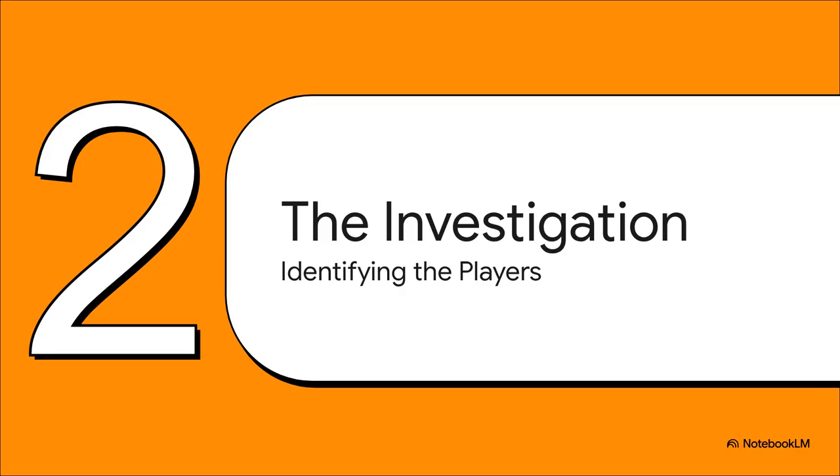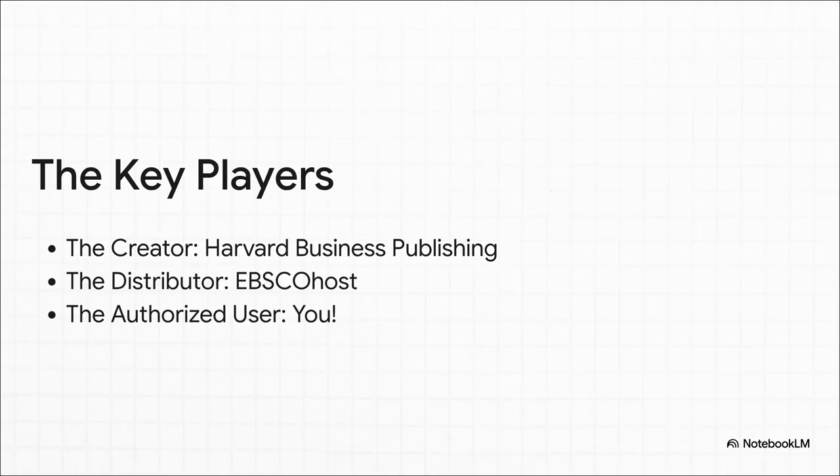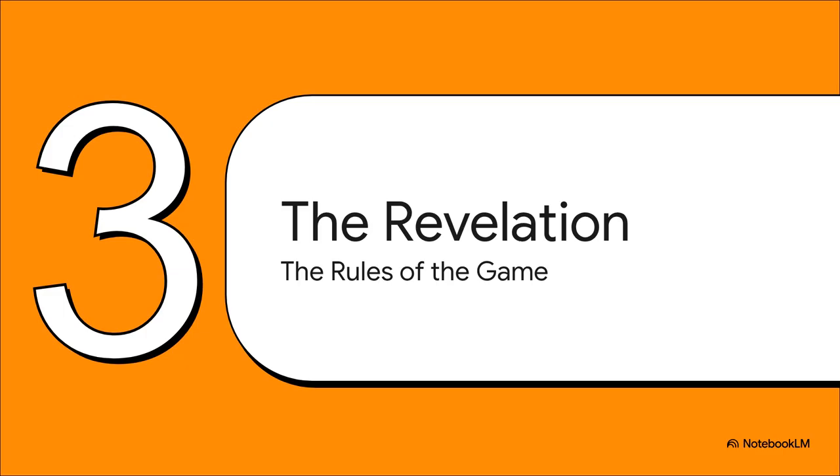Every contract has its parties, and this notice is no different. Let's ID the players. So in our case, there are 3 key players on the field. First, you've got the creator. That's Harvard Business Publishing. They're the ones who actually make the content. Then they give that content to a distributor, in this case, EBSCOhost, which is the service that lets people access it. And finally, the most important player in this whole thing, the authorized user. Yep, that's you.